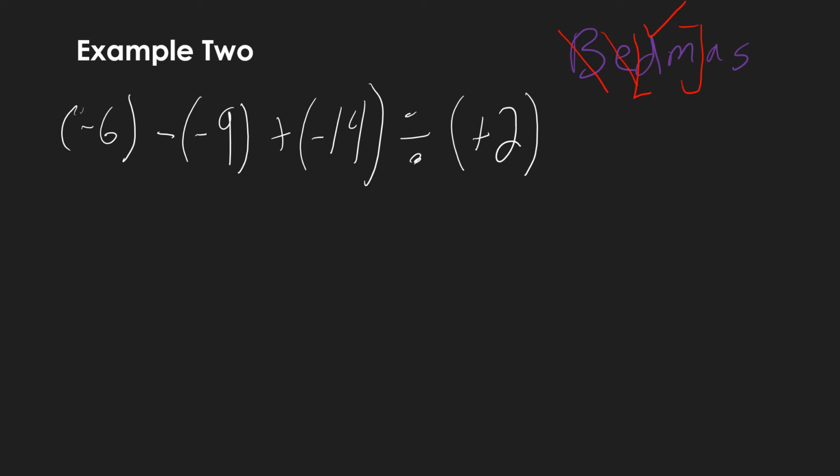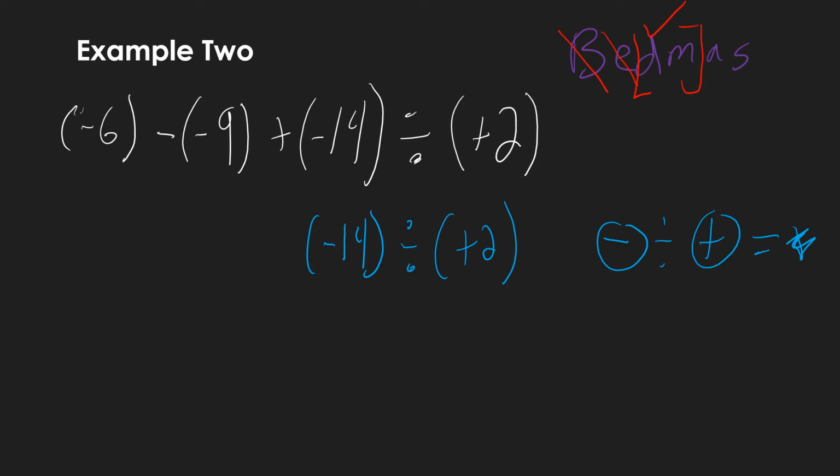We're going to leave the negative 6, the subtraction and addition on its own for now, and I'm just going to move over to here. So negative 14 divided by positive 2. Right now, with the sign rule, we have a negative divided by a positive, so they're different signs, so the answer is going to be a negative. So negative, and then we do the work. 14 divided by 2 is 7. So now our new question looks like this: negative 6 subtract negative 9 plus positive 7.